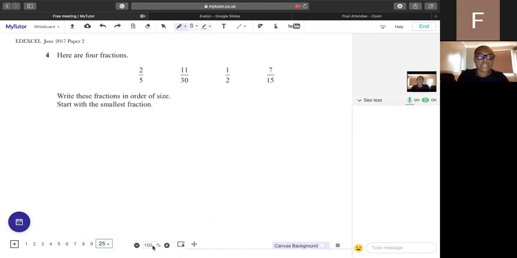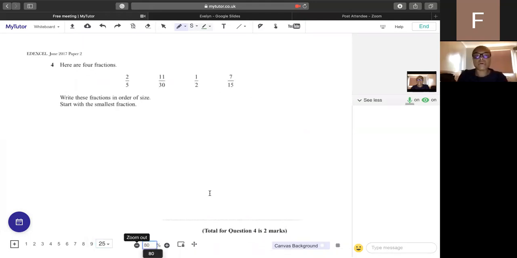So this one is another past paper question. This one's from edXL 2017. So this one, they want us to write these fractions in order of size, starting with the smallest fraction. So remember what I said, when you're ordering fractions, you want to make sure that you write equivalent fractions all with exactly the same denominator. So we want to find the common denominator.